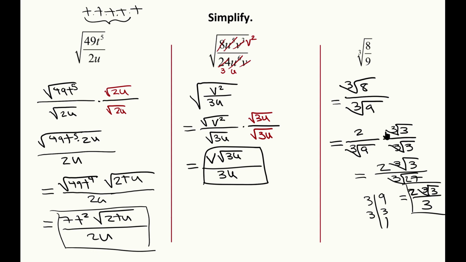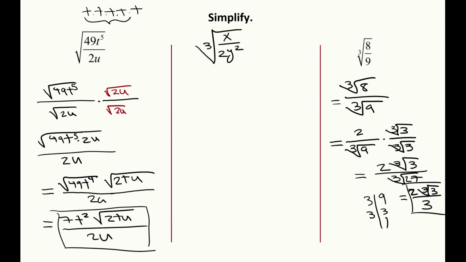So notice you have a cube root, which is going to require a slightly different kind of handling. In order to rationalize a cube root, you have to make sure you get to a perfect cube.